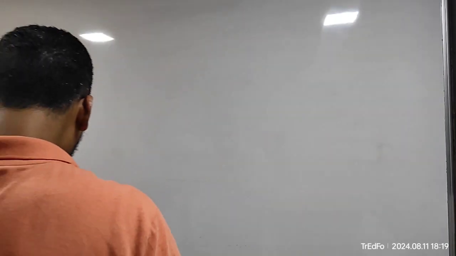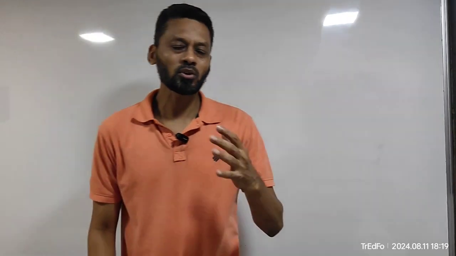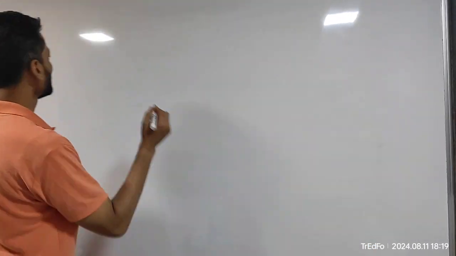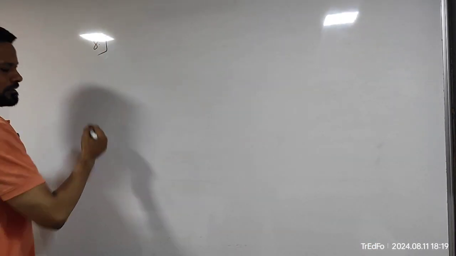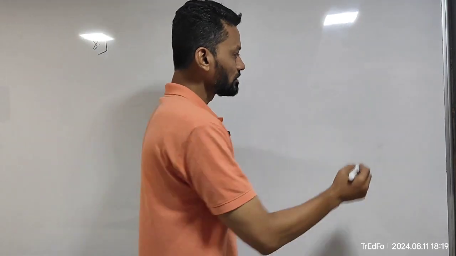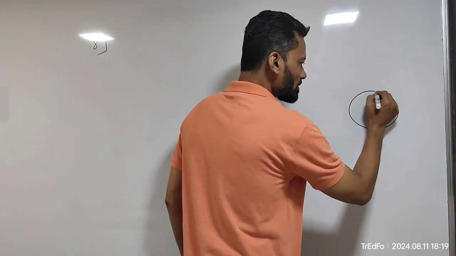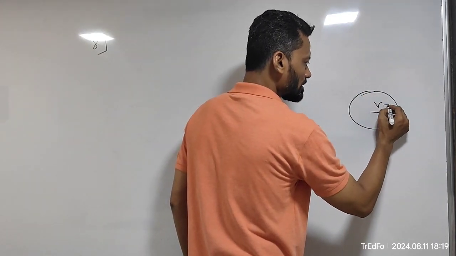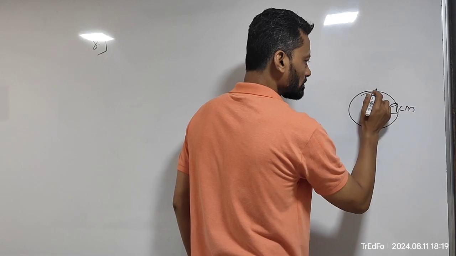Alright, let's start with the next question. Let's look at the question and try to understand what it is about. Question number 8. The radius of a metallic sphere is 9 centimeter. So they have given a sphere whose radius is 9 centimeter.